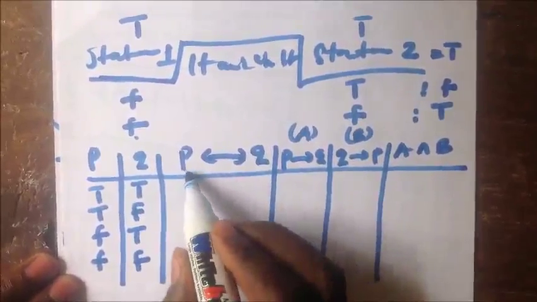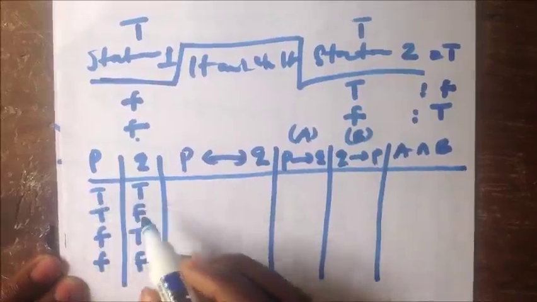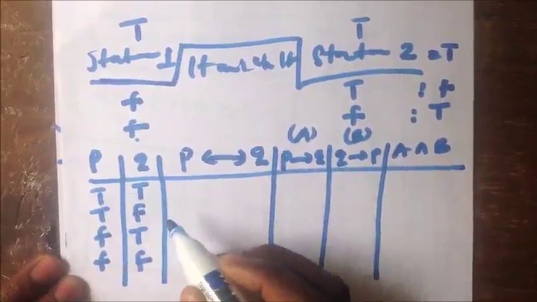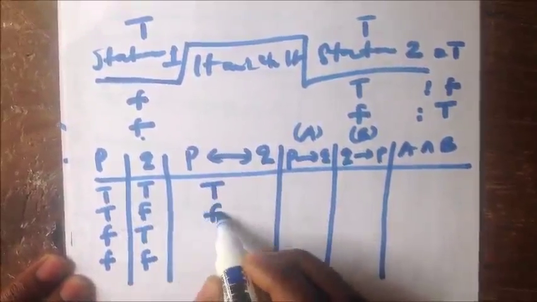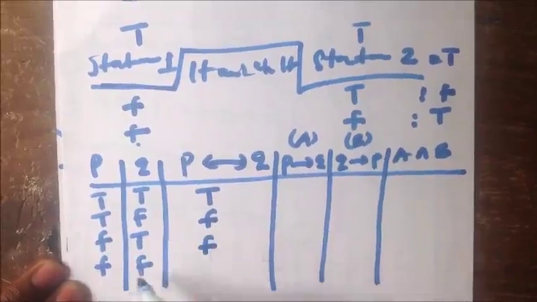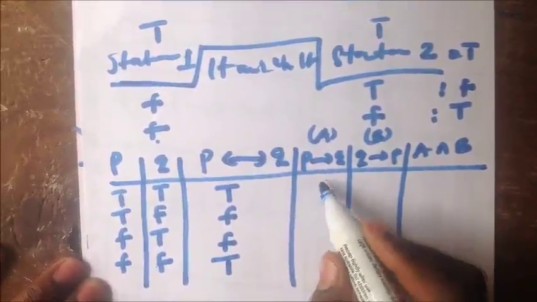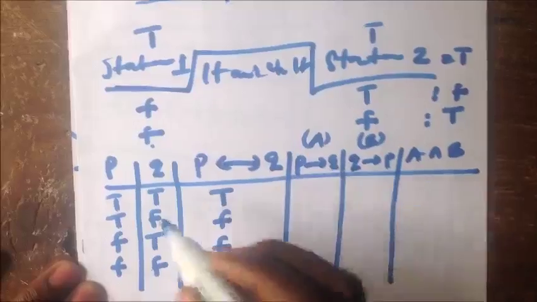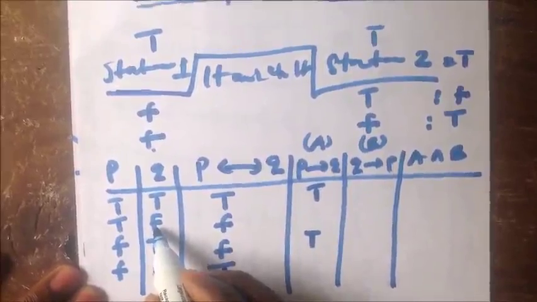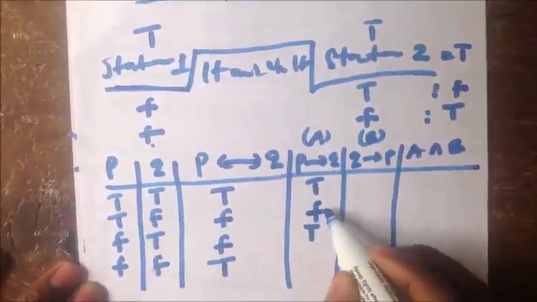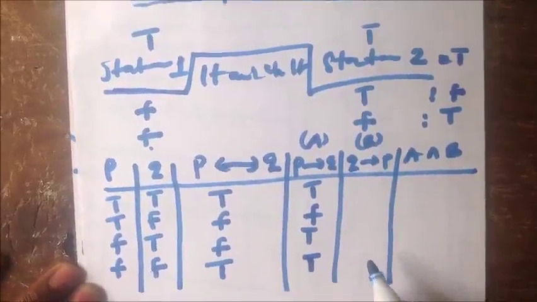Now P if and only if Q can only be true when both P and Q have the same truth value. So this is true, meaning here is true. False, true is false. True, false is false. False, false is true. Then we have P implies Q. Remember what we do: we are implying Q. True, true is true. Then true, false is false. False, true is true in the case of implicative. Then false, false is true.